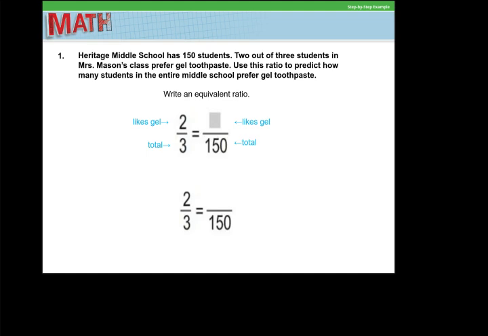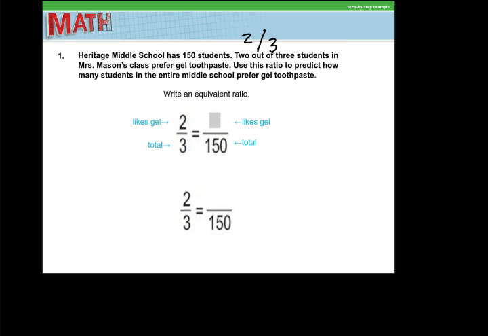So what we're going to do is use equivalent fractions. That means we are going to be multiplying and or dividing to find equivalent fractions. First, we already have our problem set up. We have 2/3 because this is 2 out of 3 students. That represents our 2 out of 3. Then we have our likes. We don't know who likes gel, but we know our total is 150, so we're going to make that equal to 150.